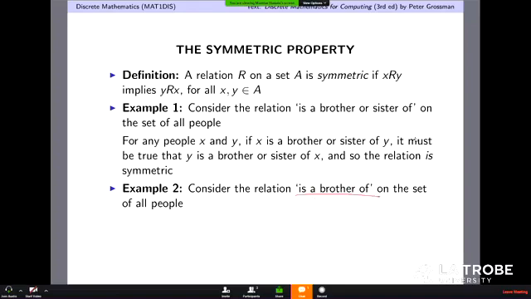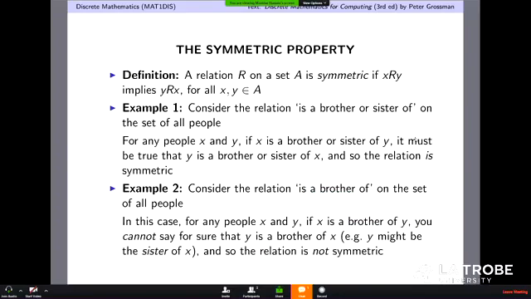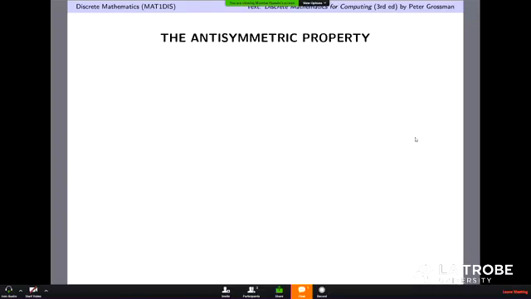Consider the relation "is a brother of" on the set of all people. If X is a brother of Y, that does not imply that Y is a brother of X. Do you agree? Y could be a sister, right? So X is a brother of the sister, and not conversely. So this relation is not symmetric. Do you agree with that? So we're looking at 5 relations and we're looking at each of them separately.